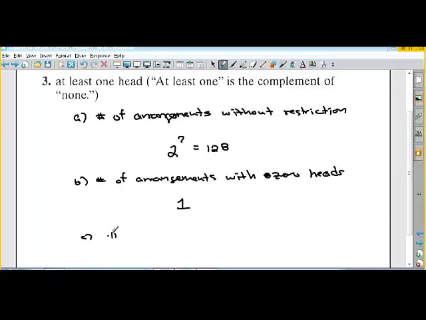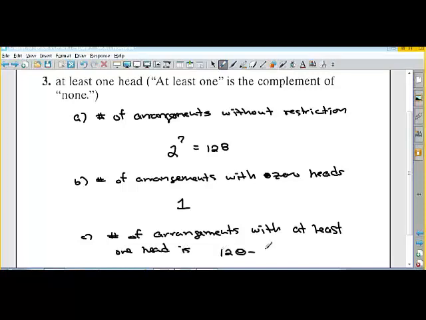So to answer their question, the final answer, the number of arrangements when you flip a coin 7 times with at least one head is the difference, 128 minus 1. So that's 127. That's a lot easier than, we can't answer this question at least using the fundamental counting principle alone.